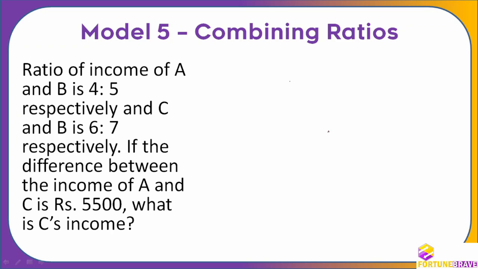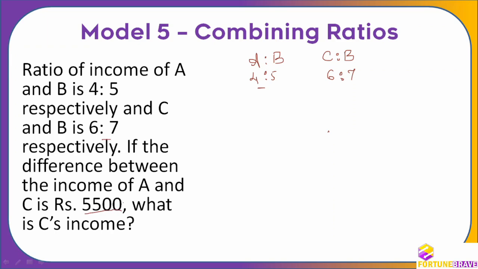So I am going to write here A is to B is 4 is to 5, and C is to B is 6 is to 7. If the difference between the income of A and C, so this is a difference. Their ratio was asked here, and now they are asking the actual value, and one actual value is given here. One actual value is given, right? Where is it?